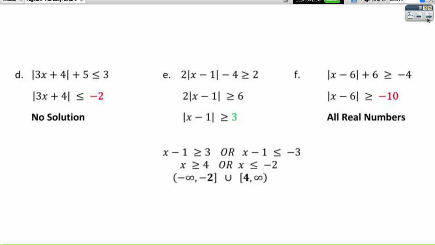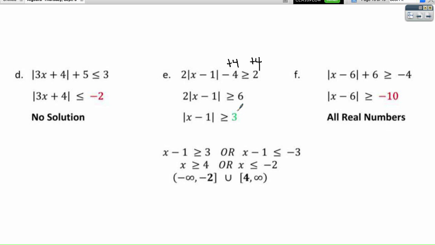On option D, we've got 3x plus 4 inside the absolute value with a plus 5. I need to move that over. And that gives me a result that's a negative number, and that's not okay. I can't have less than or equal to a negative, because that's impossible. I can't put anything in there to generate a negative number. E, I move over the 4 to clean it up, get a 6. That's okay. So now I divide by 2 to get it completely alone, and I get a 3. So I have it greater than or equal to a positive number, so I can proceed and actually solve this.